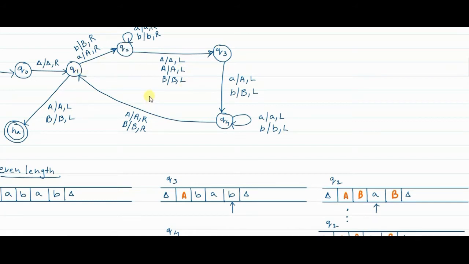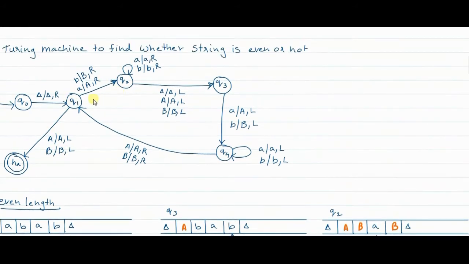If capital A or capital B is encountered in Q1, it simply means that in the first and second iterations, every element has been found a match. All elements in the string have been paired with other elements, and the string has been even so far. It means there is no other symbol remaining to be read, so the string is complete and it is even. This Turing machine that we have designed is going to find out whether the string is even or not. So if capital A or capital B is found, it means the string has been even so far and there is no more element left to be read, so it has to go to the halting state.